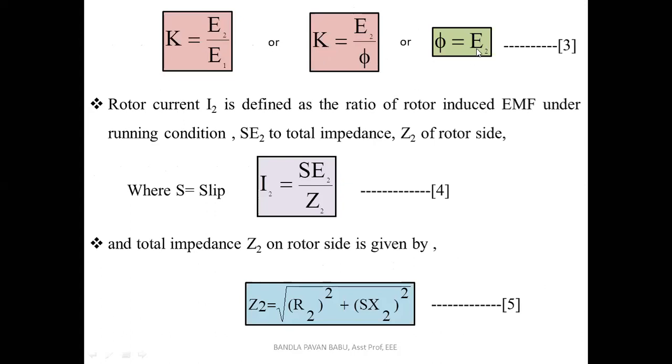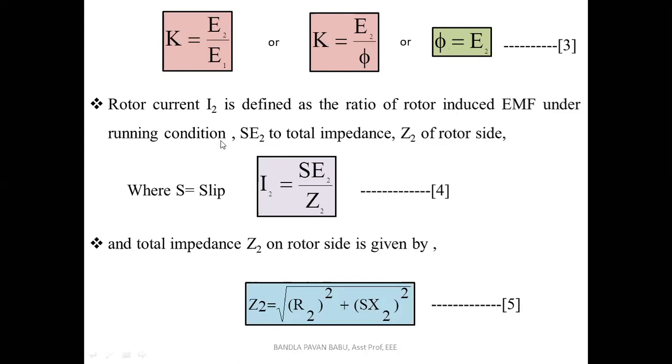Next, in the transformer part we also discussed that the EMF E1 is equal to 4.44 phi N1 f. Likewise we have defined the equation for E2. Only the terms will be different, that is N1 and N2. The remaining constants will be the same. So likewise the flux is also proportional to E2 here.